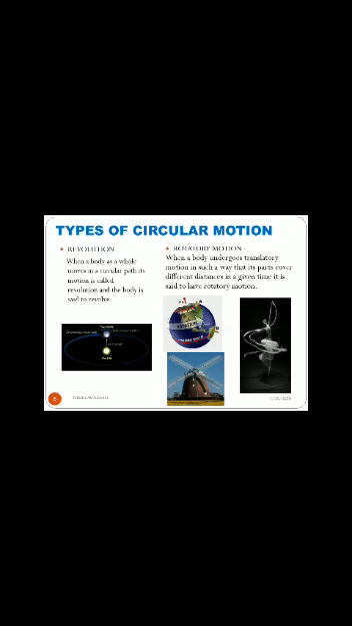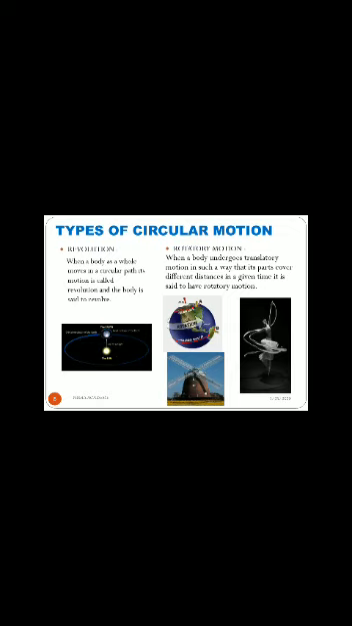You can see the types of circular motion. First is called the revolution, and second is called the rotation. The first is revolution. You can see a picture of the sun and the earth going around the sun. So we can say when a body as a whole moves in a circular path, its motion is called the revolution and the body is said to revolve.